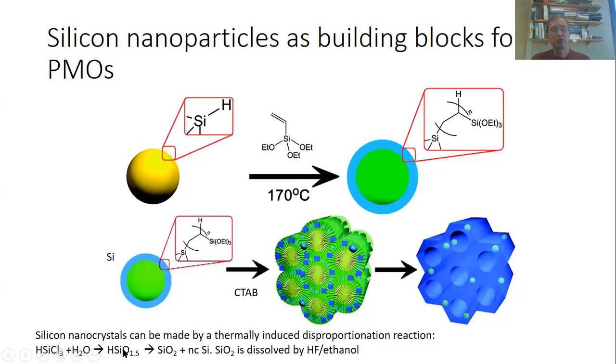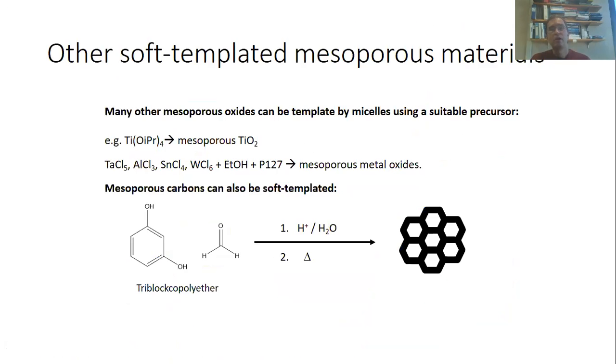Okay, so this reaction step here is a disproportionation reaction. So part of that silicon is reduced to elemental silicon, and part of it is oxidized to silicon in the oxidation state +4. So this gives a mixture, so you can then remove the SiO2 part with HF and ethanol, and the silicon nanocrystals are then available for follow-up reactions.